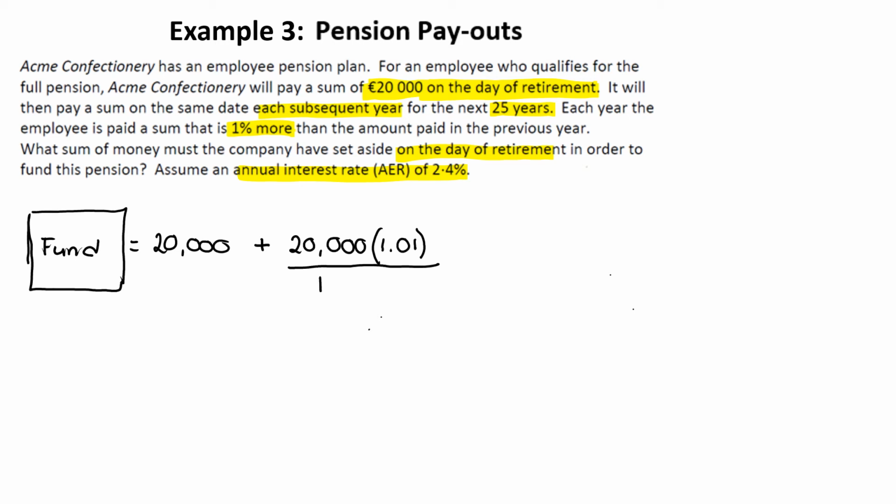So 1 plus 0.024 all to the power of 1. Okay. So that's in 1 year's time. So if it helps, we can call this year 0. So that's the start. That's year 1. So at the end of year 1, and so on, year 2.